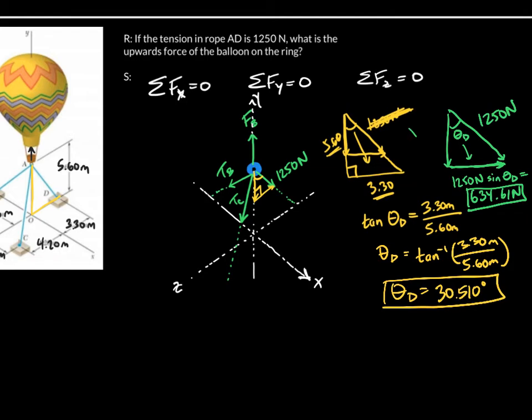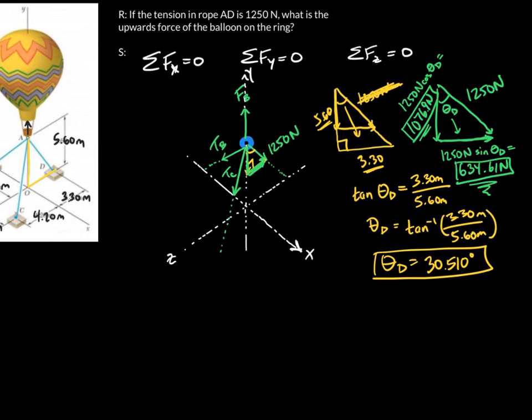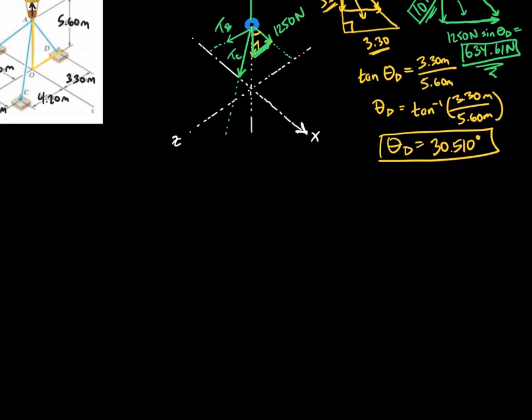And then this side over here is 1250 newtons times the cosine of theta D, which equals 1076.9 newtons. Okay, so that's the first force that we have now resolved into components. So what I note is that this force is right here, and this force is right there. So we have now turned this triangle into its three forces. So I'm going to go down here and start bookkeeping.